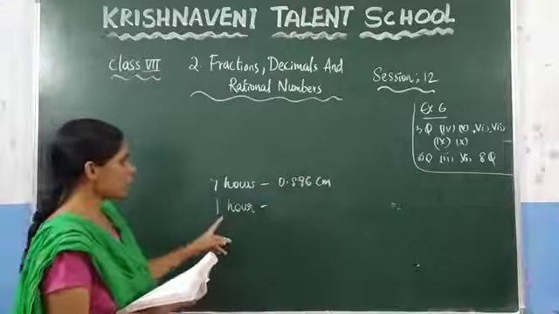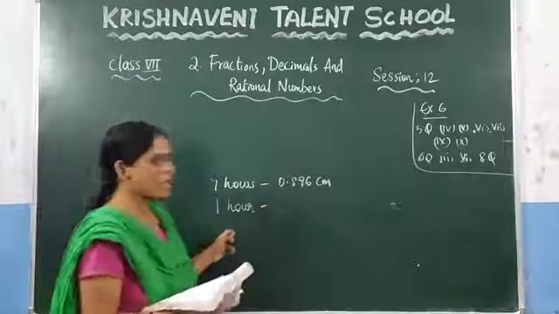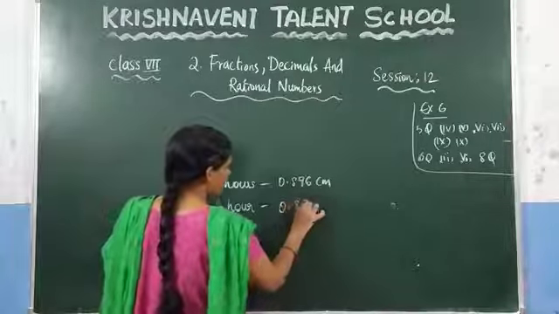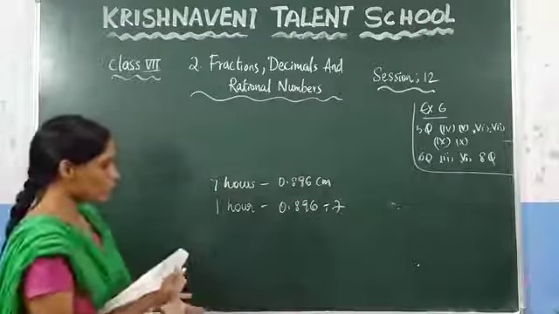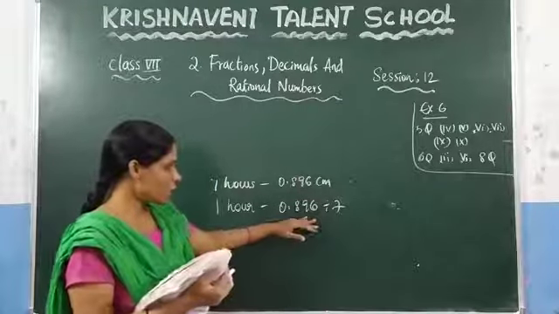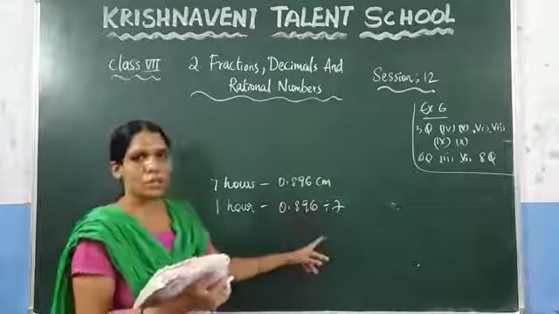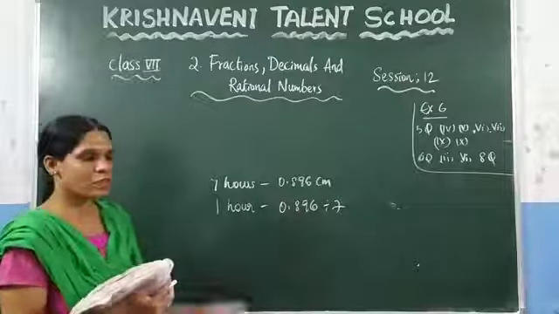Now for 1 hour, that means you need to divide these two values so that you get the average rainfall in 1 hour. So divide 0.896 by 7. You can use any of the methods. So here you can write this one as 896 by 1000 divided by 7. Now change the division into multiplication so that you will get the answer. This one you can do.